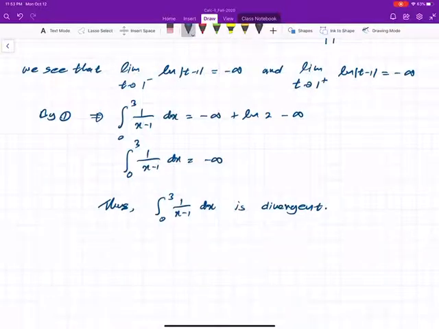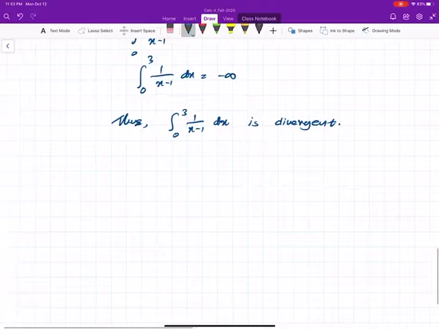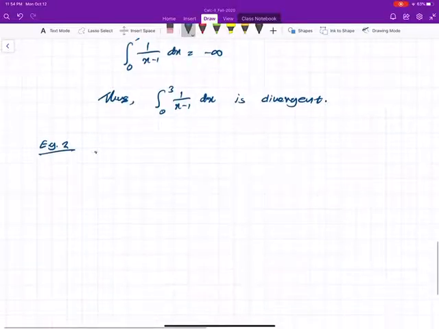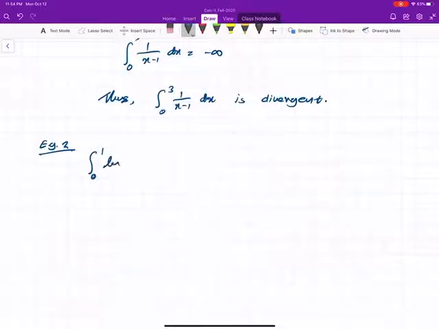And now we move to the next example. Sorry, example number 2. We discussed one example, so this is example number 2. We integrate from 0 to 1 ln x dx. All right.